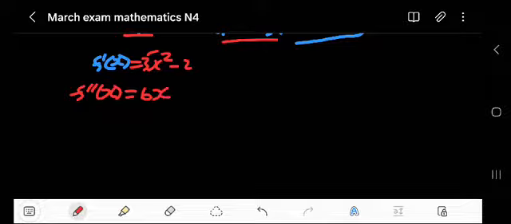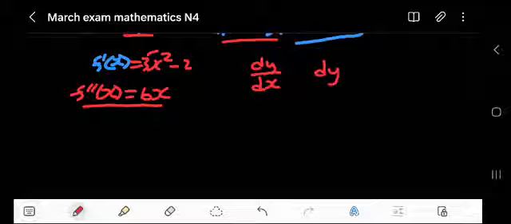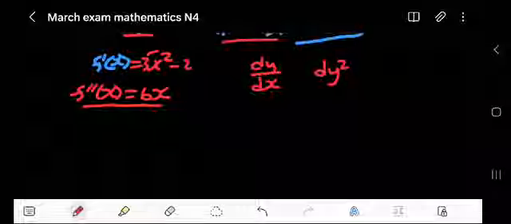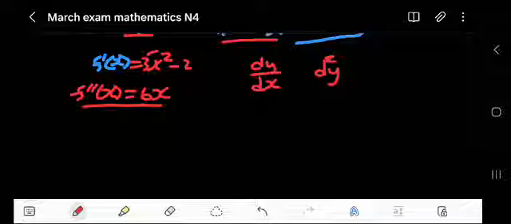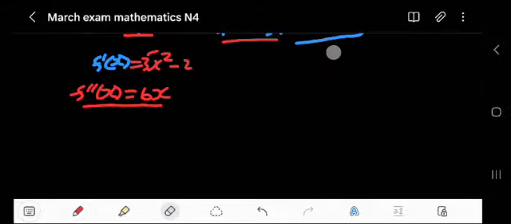Someone can use dy over dx, then the second derivative will be d squared y over dx squared. It's one and the same thing, so I can use f double prime or f double prime of x. The notation is the same. All right, that is what we have here.